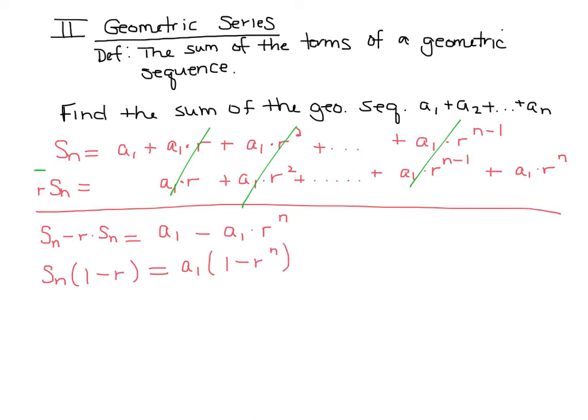And since I want to find the formula for the geometric sequence, I want to find the S sub n, I'm going to get S sub n equals a sub 1 times the quantity of 1 minus r to the nth all over 1 minus r. And 1 minus r does not cancel out that 1 minus r to the nth.